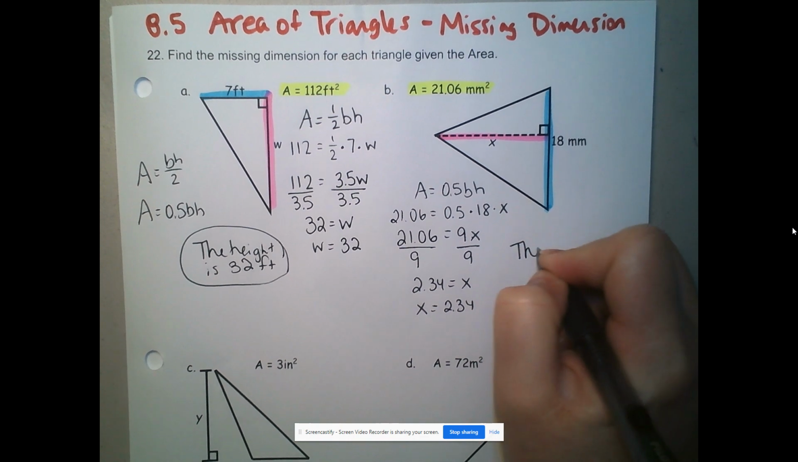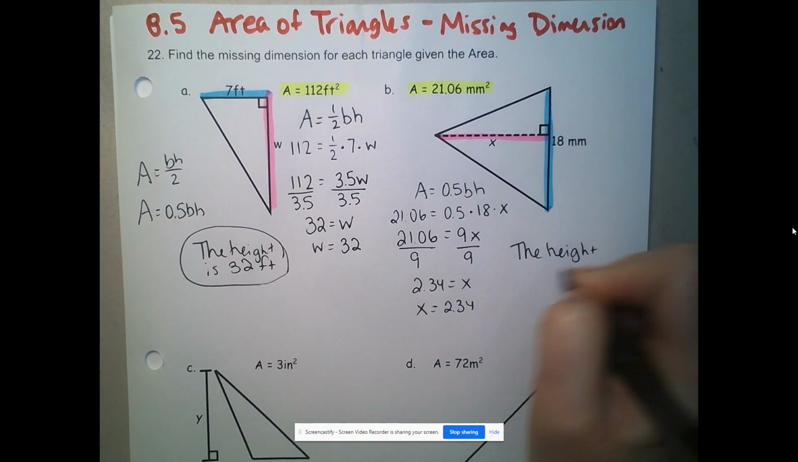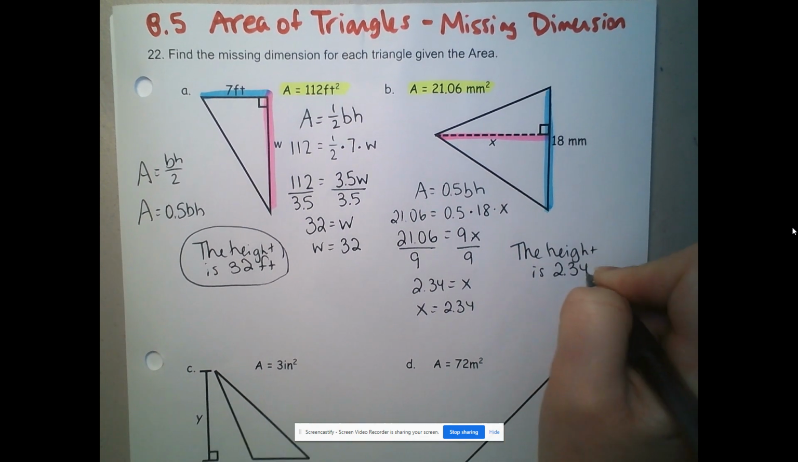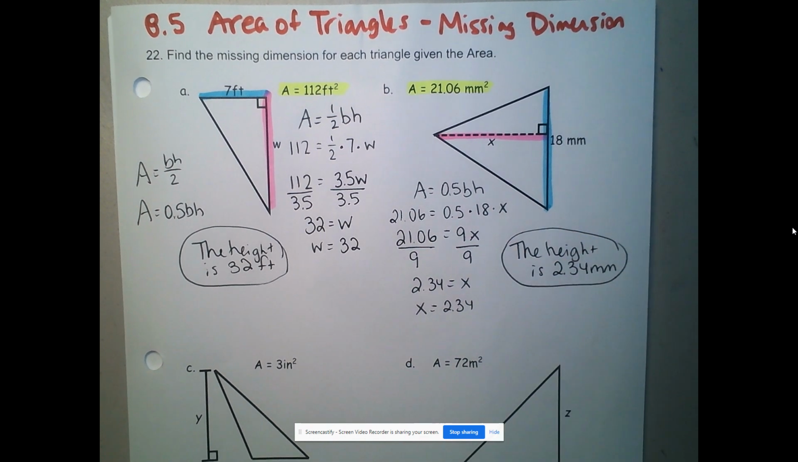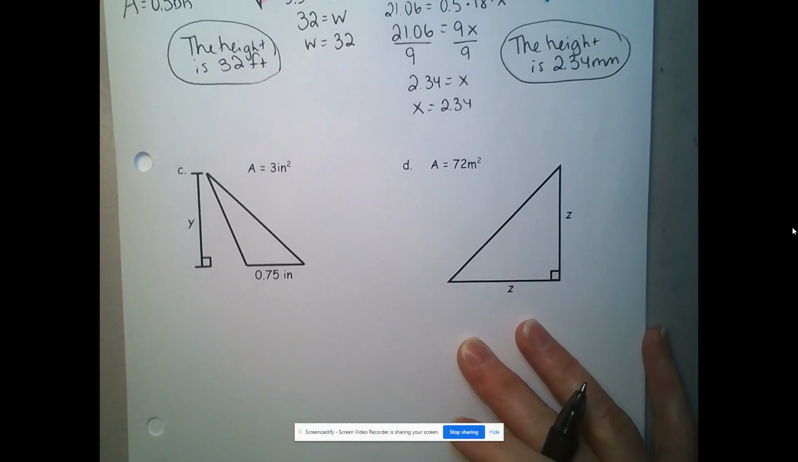And we would say the height is 2.34. And I look back up and the units are millimeters. All right. So one partial extra step in this type of problem where we have to simplify the 1/2 times some number before we can continue to solve.